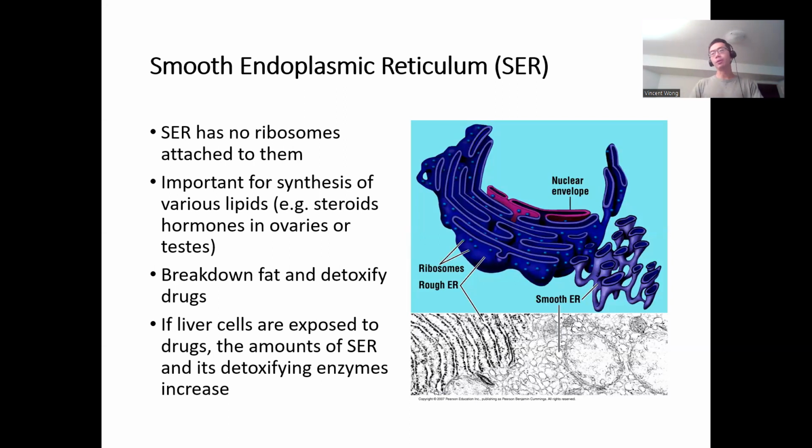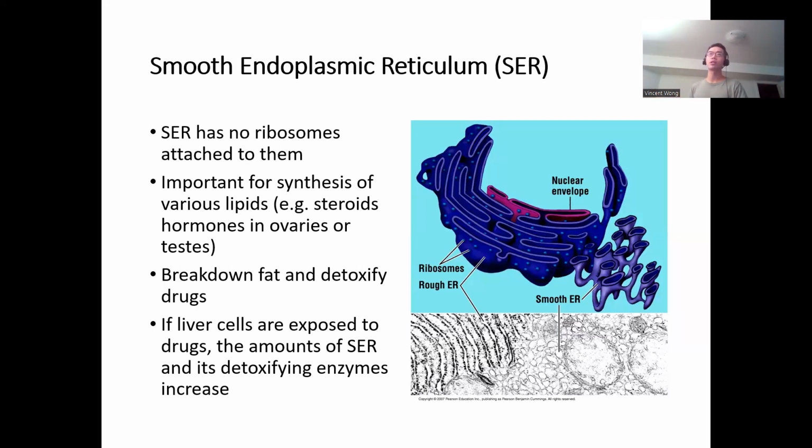For example, we talked about steroid hormones, the testosterone, the progesterone. So you would expect cells in the ovaries or testes to have more smooth ER. One thing that you should be aware of is that not every cell is going to have the same number of each organelle. It depends on the function of the cell. They might have more of one kind versus the other.